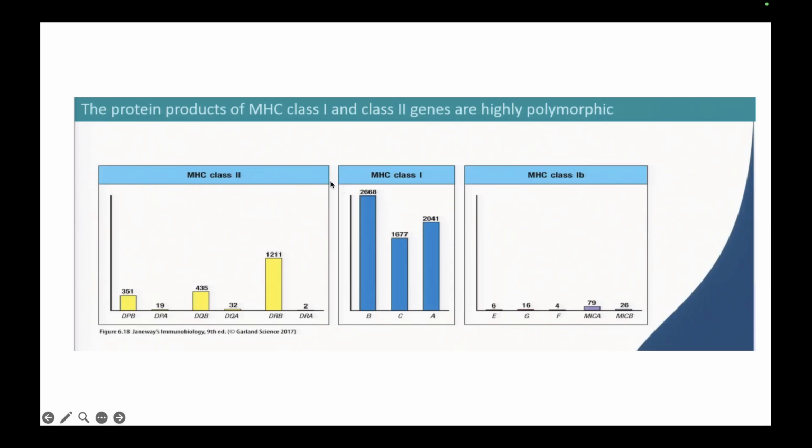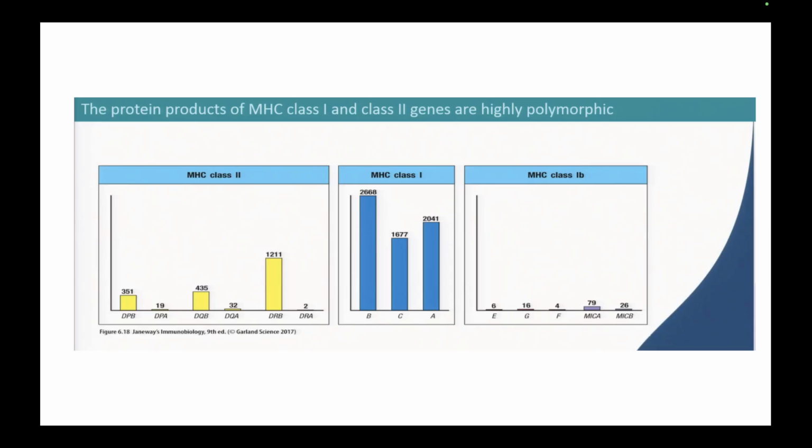In MHC class 1 also, you can see there is a variety of these MHC subunits, or the genes that make these MHCs. For example, here it is shown that a total of 2668 varieties of the B gene of MHC class 1 are present. Not all of these are from one human being. These data are from whatever pool of MHC we know so far.